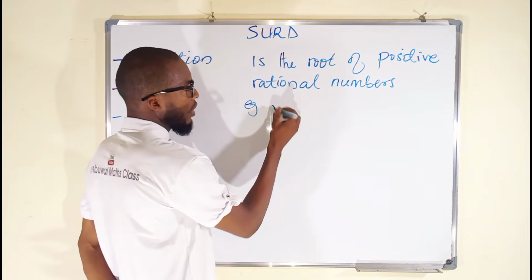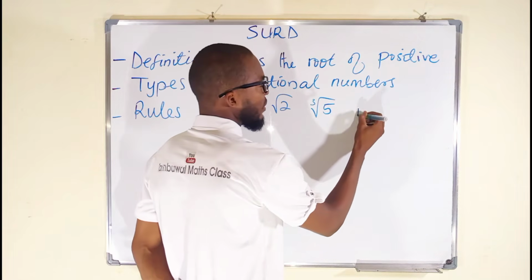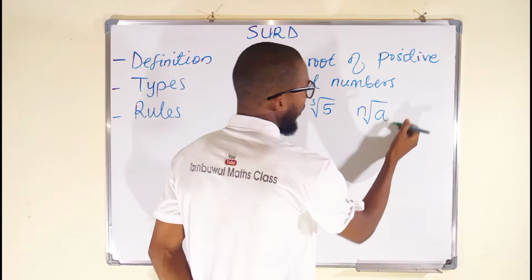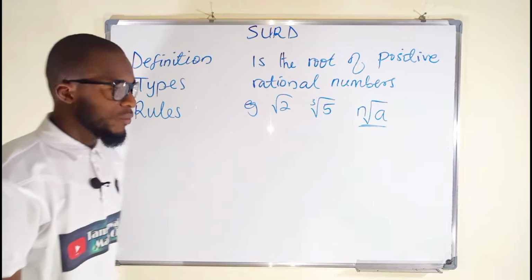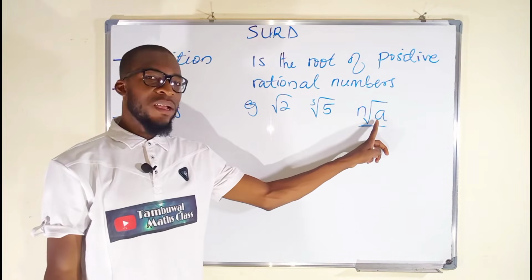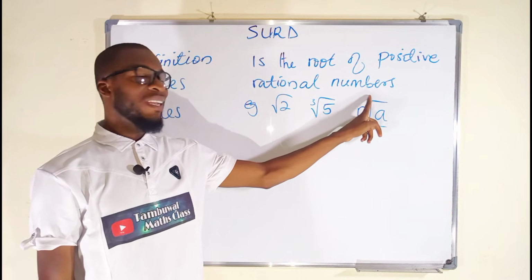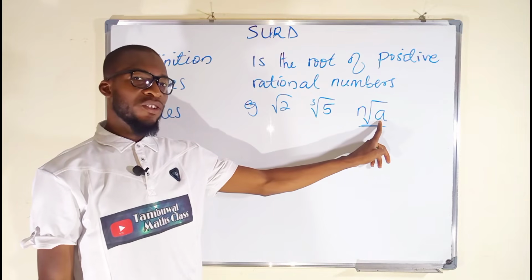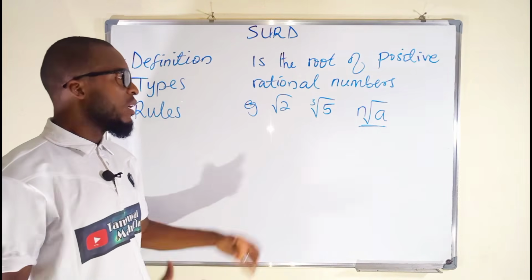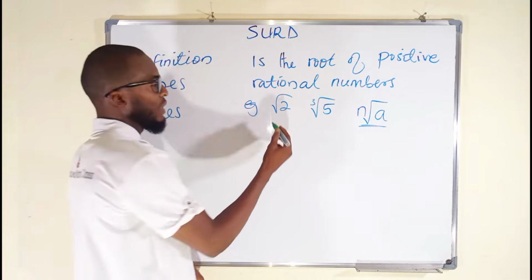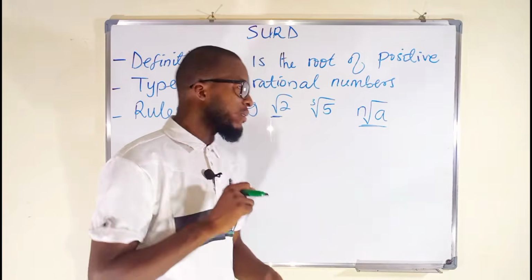Example, we have square root of 2, cube root of 5, nth root of a. This is the general form of a SURD, nth root of a, where a is a rational number. You know, n is the degree or the index. This is the radical sign, while this a as a rational number is termed as the radicand. But in this tutorial, we are going to center the discussion based on square roots of non-perfect square numbers.